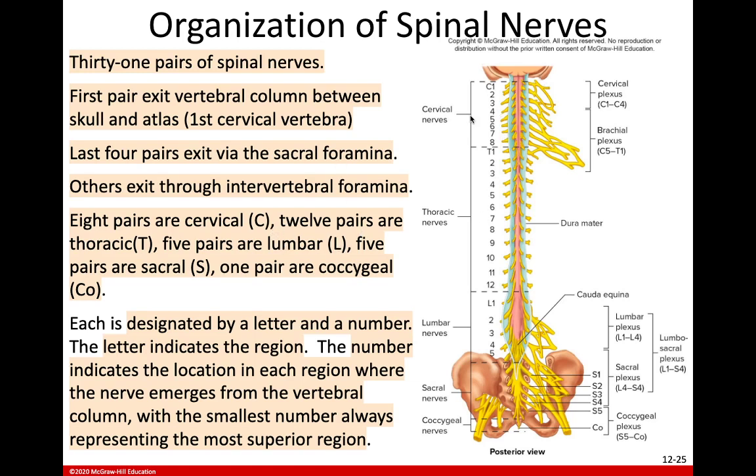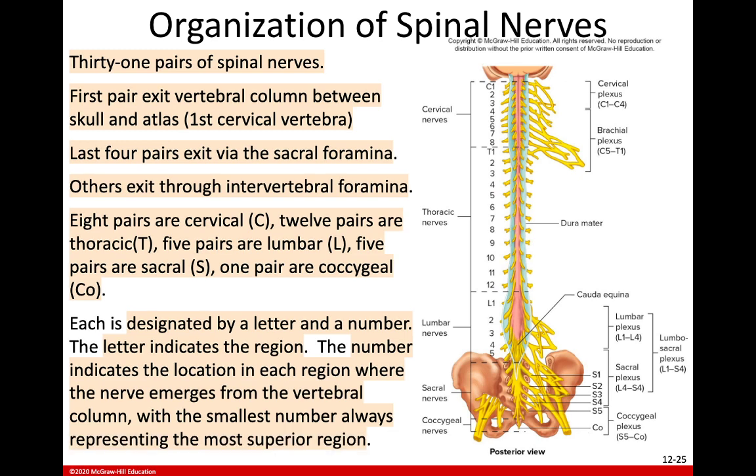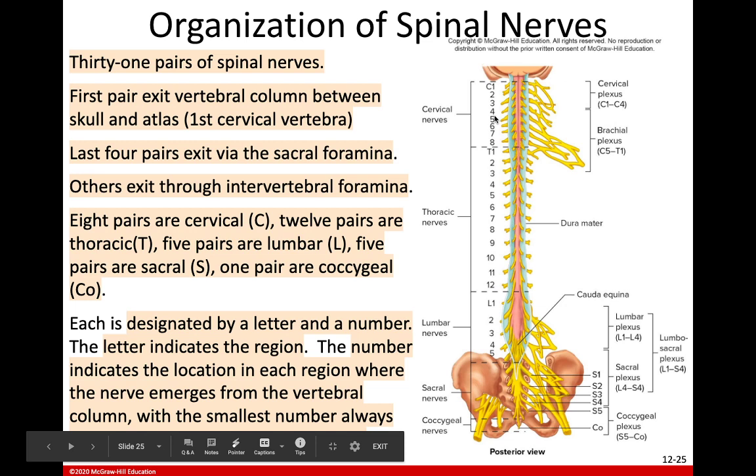Again, you can see the divisions here. There are 8 pair of cervical spinal nerves. There are 12 pair of thoracic spinal nerves. There are 5 pair of lumbar spinal nerves, 5 pair of sacral spinal nerves, and then 1 pair of coccygeal. Again, remember when we talked about the vertebral column, 7, 12, 5, 5, 4. Okay, so these numbers correspond closely, but not exactly. Rather than having 7, 12, 5, 5, 4, we have 8, 12, 5, 5, 1.